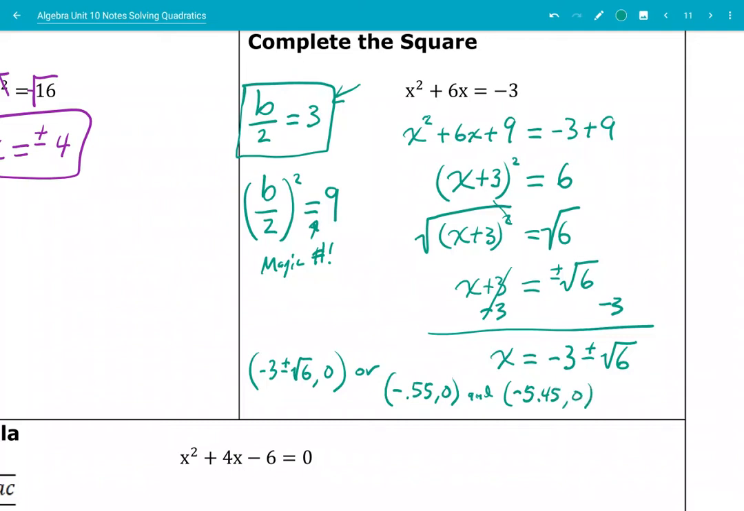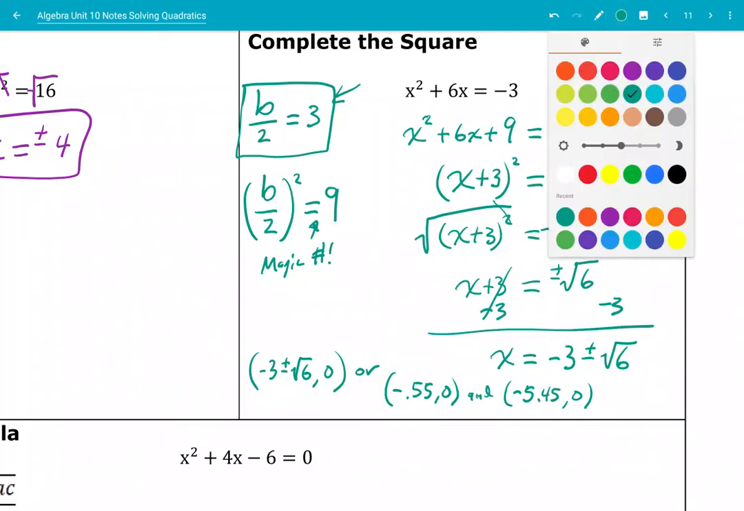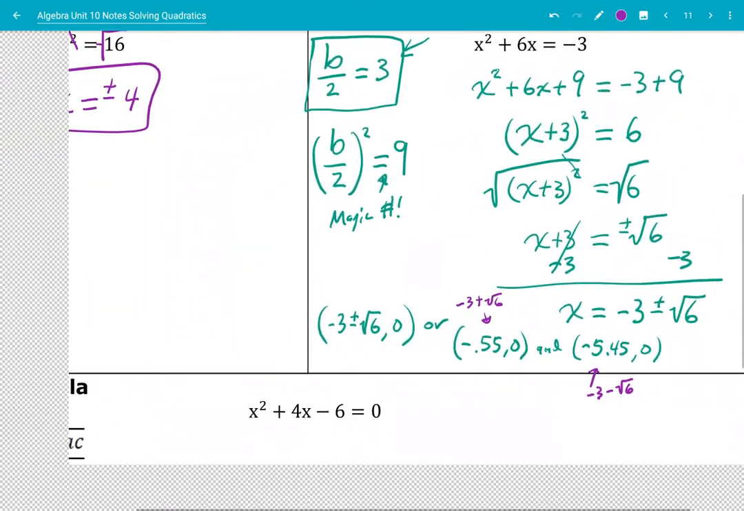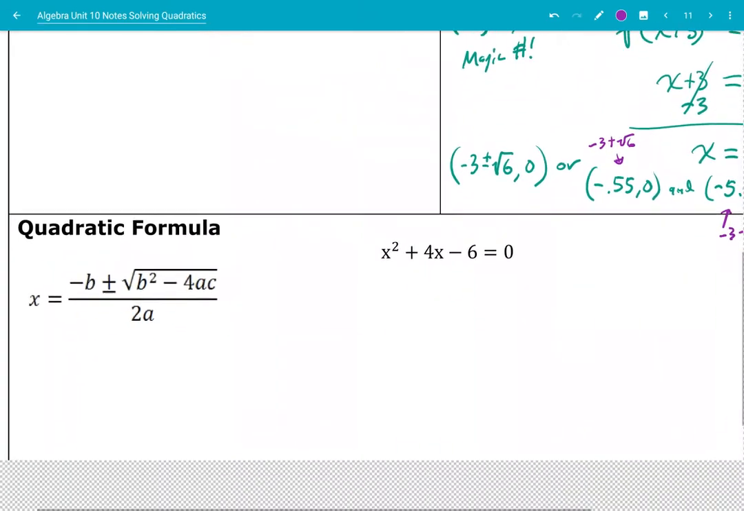So this first one is the minus 3. I'll just put it up here in a different color. This is minus 3 plus square root of 6. And this is minus 3 minus the square root of 6. Because there's always two roots. Okay, there's that. Let's go to the quadratic formula.